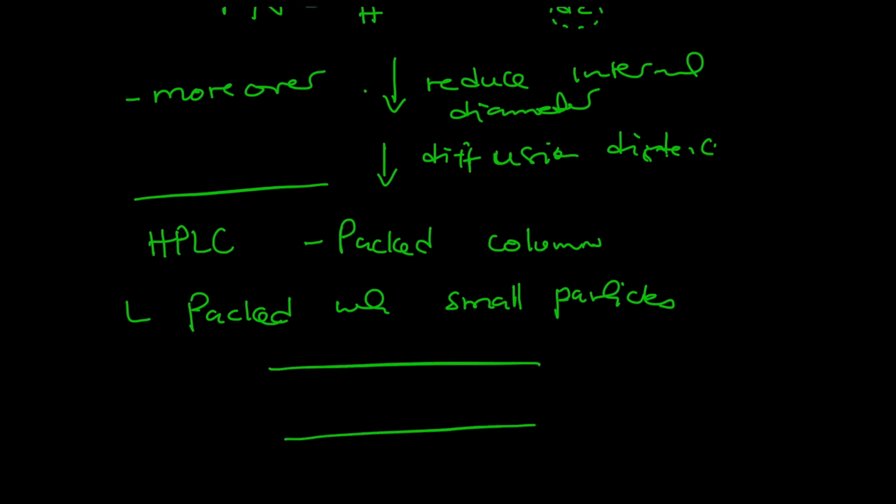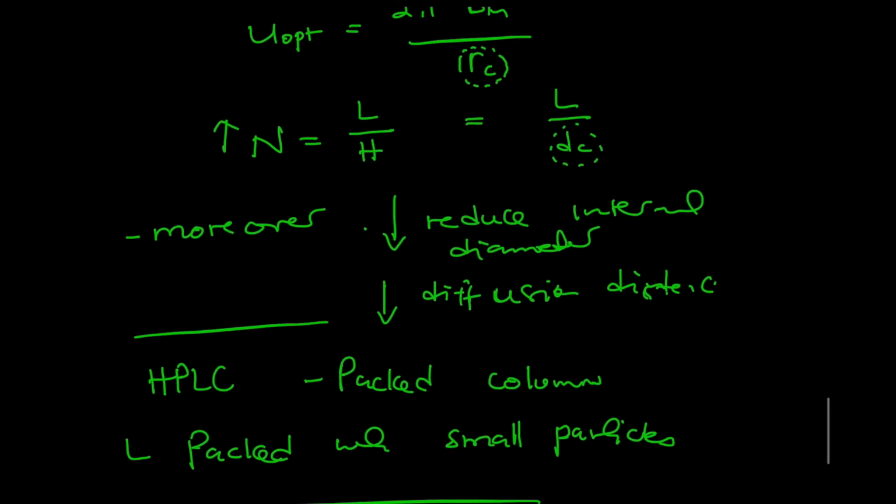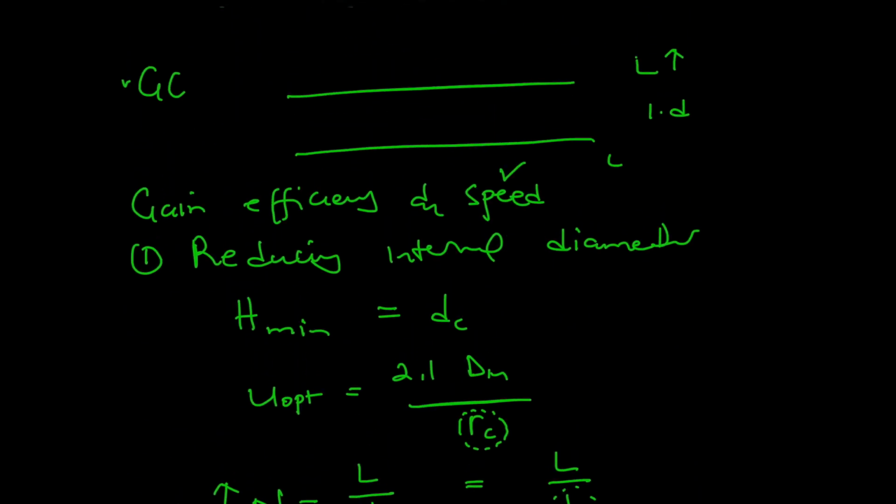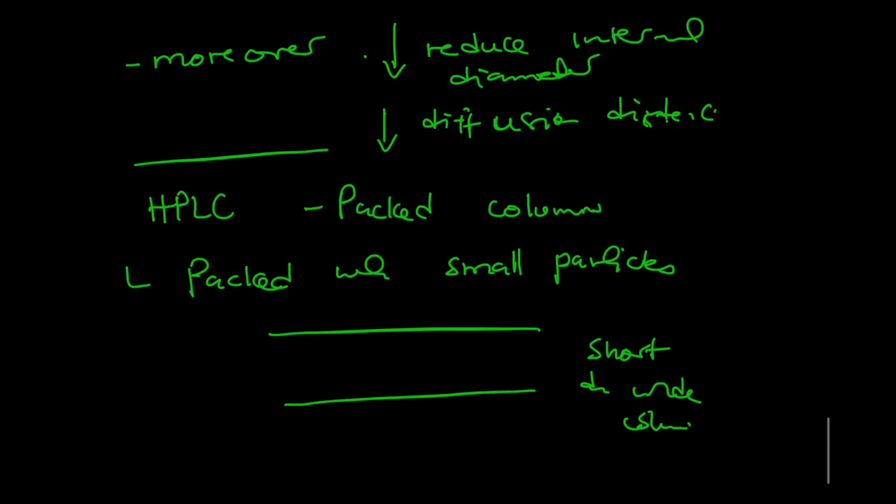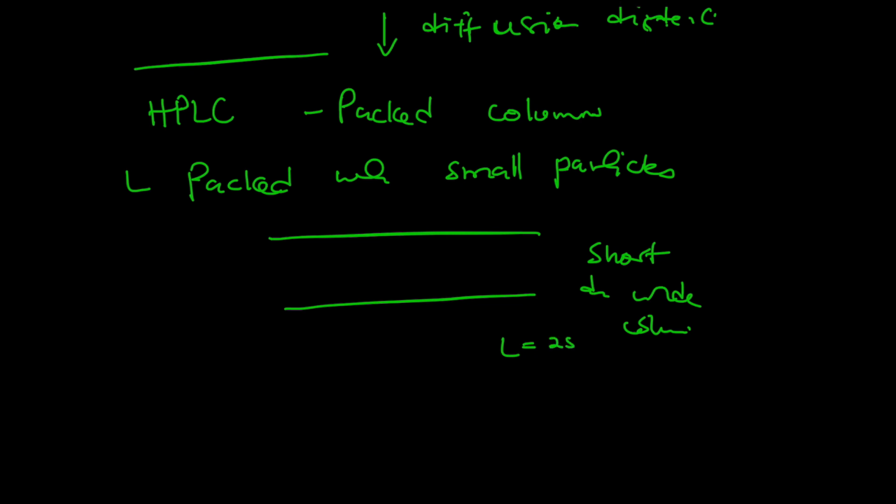Remember, I said an open tubular column is a long and narrow column. But a packed column is a short and wide column. Maybe I was supposed to give some dimensions here. So the length here might be 25 meters, internal diameter 0.25 millimeters, right? Then over here, the length might be 25 centimeters, the internal diameter being 4.6 millimeters. So can you see that this is a short and wide column? It has some particles inside, so it's basically a packed column.